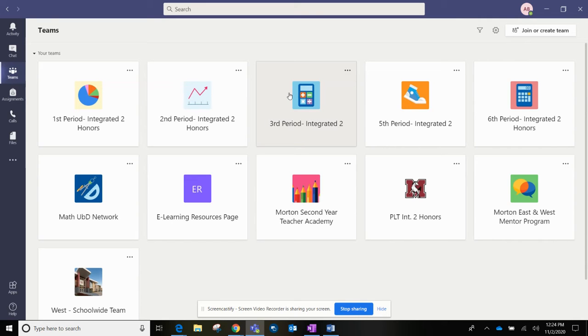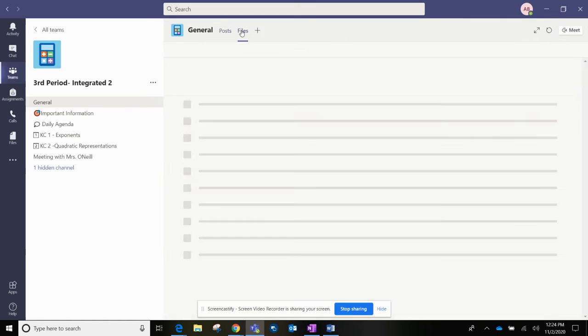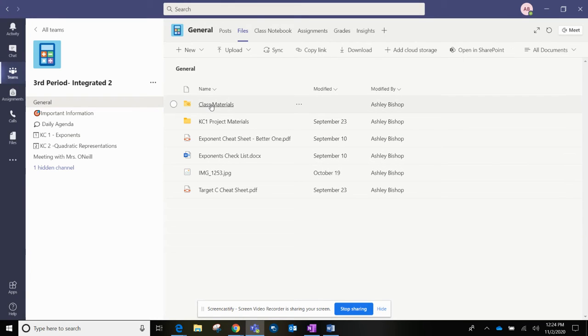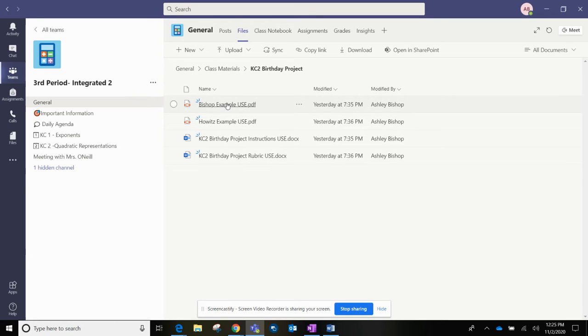So I'm going to show you where to find the materials. In our Teams page, whether you are third period or fifth period, you are going to go up at the top to Files, and then you're going to go to Class Materials, not KC1 Project. That was our last unit. So you're going to go to Class Materials. Then once you click that, you'll be able to find the birthday project. And there's everything you need here.